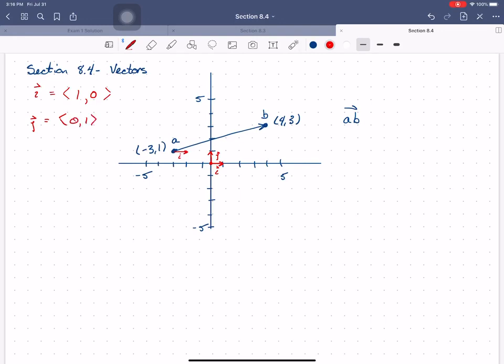All right, so let's go back to our AB vector. Think about what we did. We moved 1, 2, 3, 4, 5, 6, 7 units horizontally and 3 units vertically. So this is one way of expressing the vector AB. It's called component form.